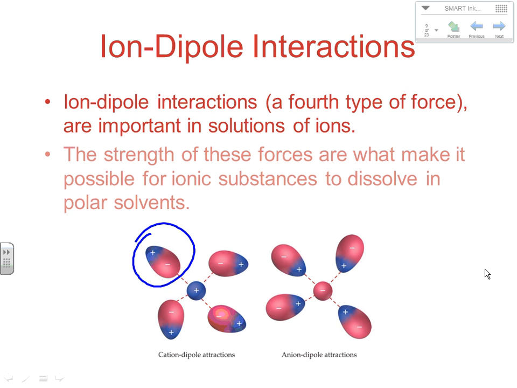So this would be a fourth type of attraction. And the strength of these forces are what really make it possible for ionic substances to dissolve. Since this is a very strong force, it's likely when you put these ions in water that the water molecules will stick to the ions rather than each other.